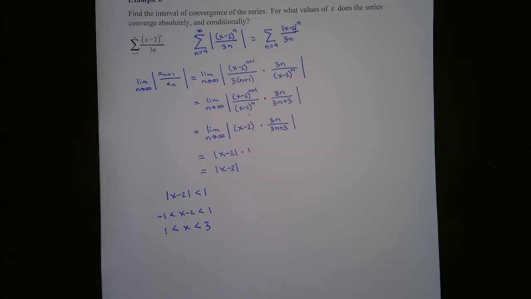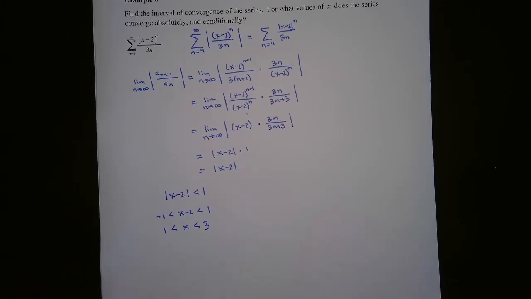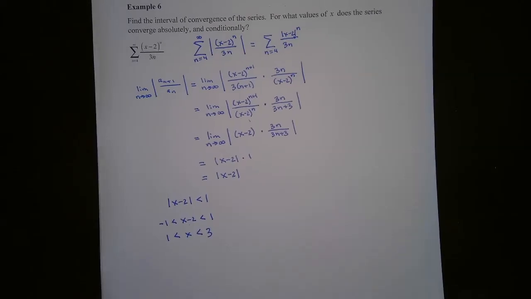But what's happening at the endpoints, at 1 and at 3? So we've got to establish that. I'm going to do the next one on the next page, and I'm going to do the endpoint at x equals 1. So I'm going to turn the page and I'm ready for this next one. So we're going to check the endpoints.